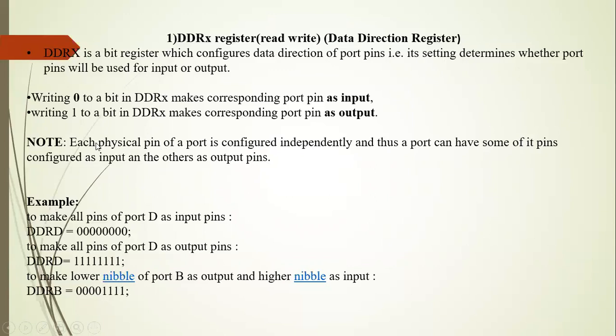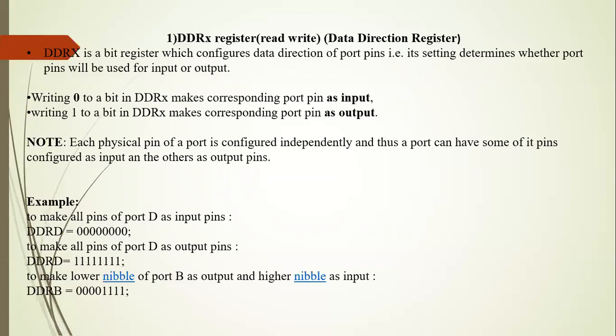I specified this previously: suppose we are talking about port B and it has 8 pins. If we wish to have 5 pins as input and 3 pins as output, it is very much possible. Now here a small example is given. Suppose I want to make all the pins of port D input pins, then the bits corresponding to DDRD will be 000. If I want to make all the pins of port D output, then it will be 111.